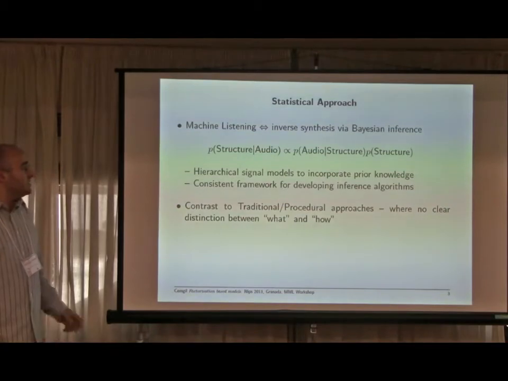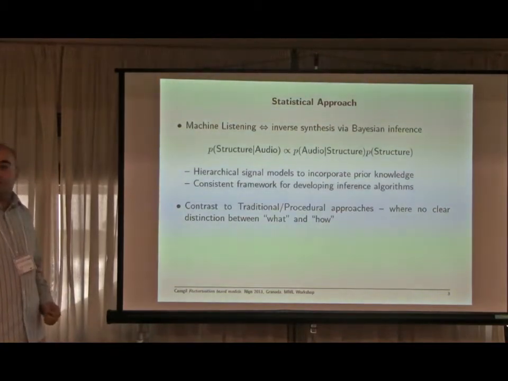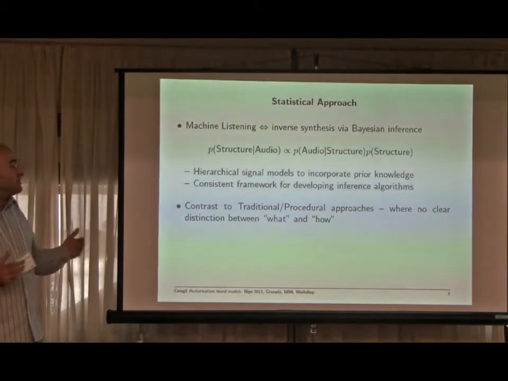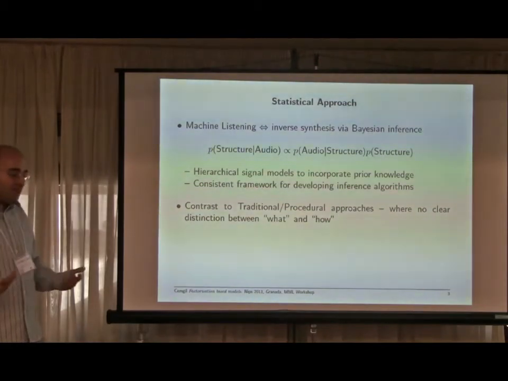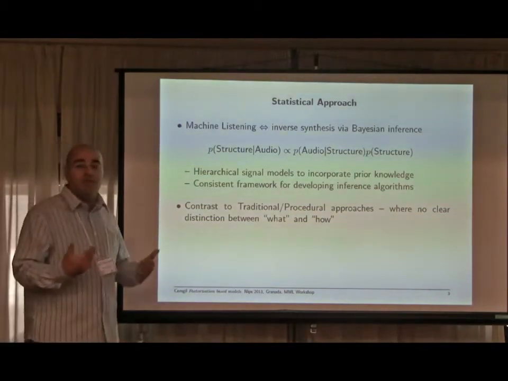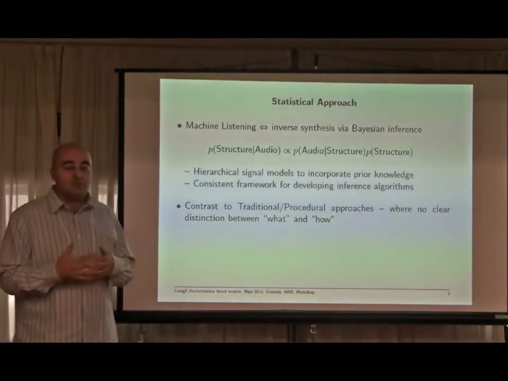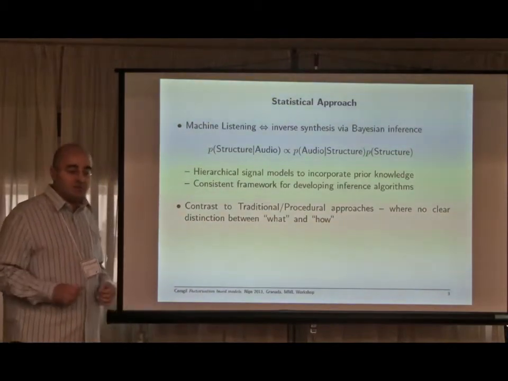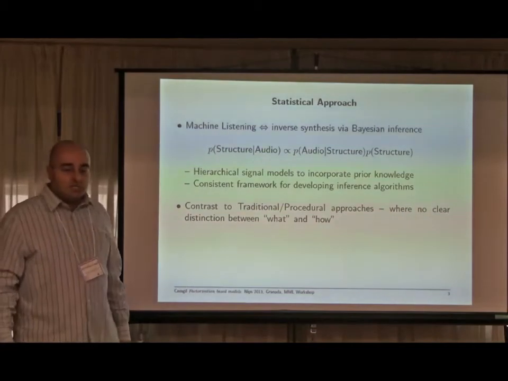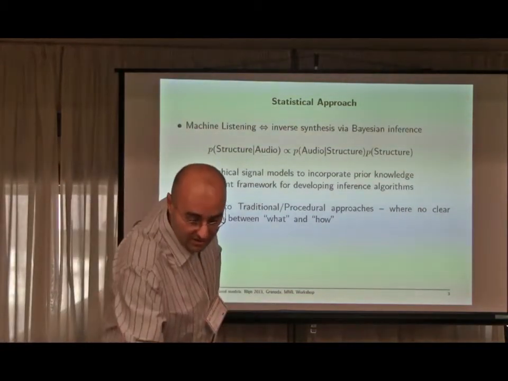This is in contrast with some other traditional algorithmic approaches where there is no clear boundary between what and how. In some sense, these models define what we really want to do, and the inference mechanism is how we will be doing it. Of course, these things are inherently coupled. You cannot really write any model and hope to solve it. But anyway, this is the general framework in which I view things.